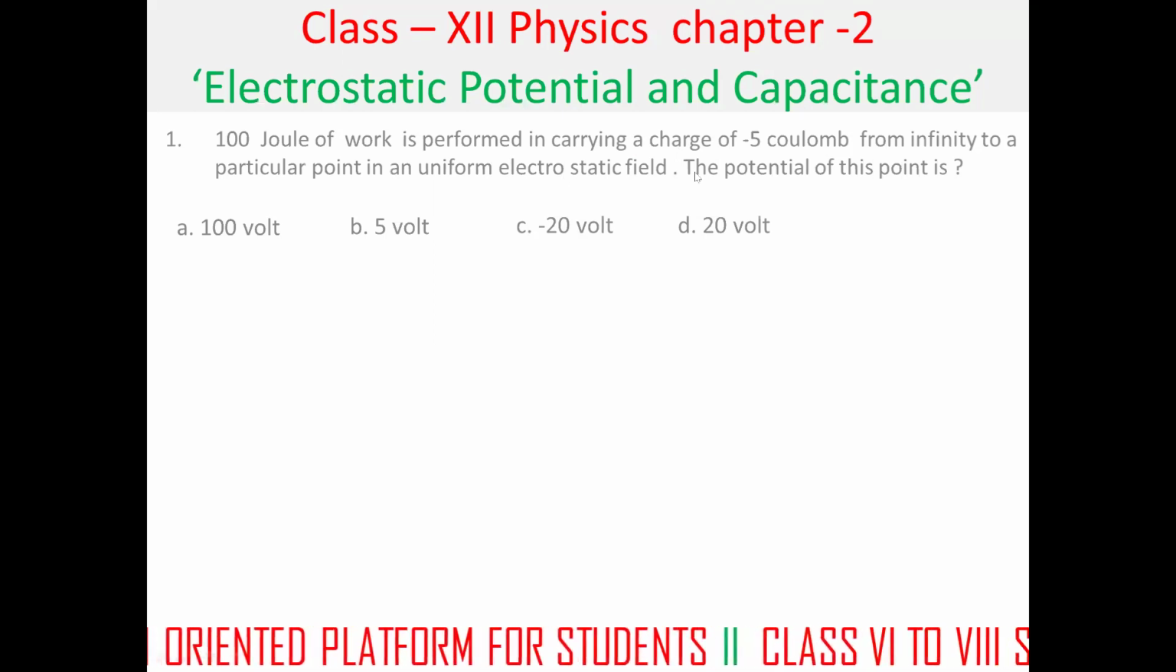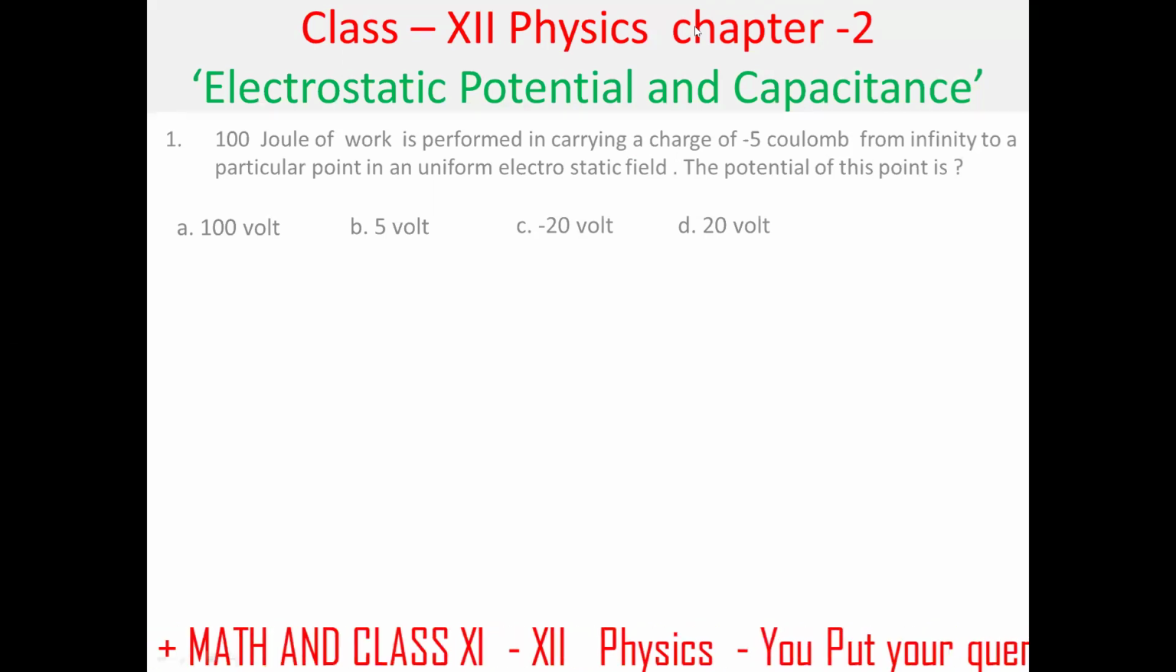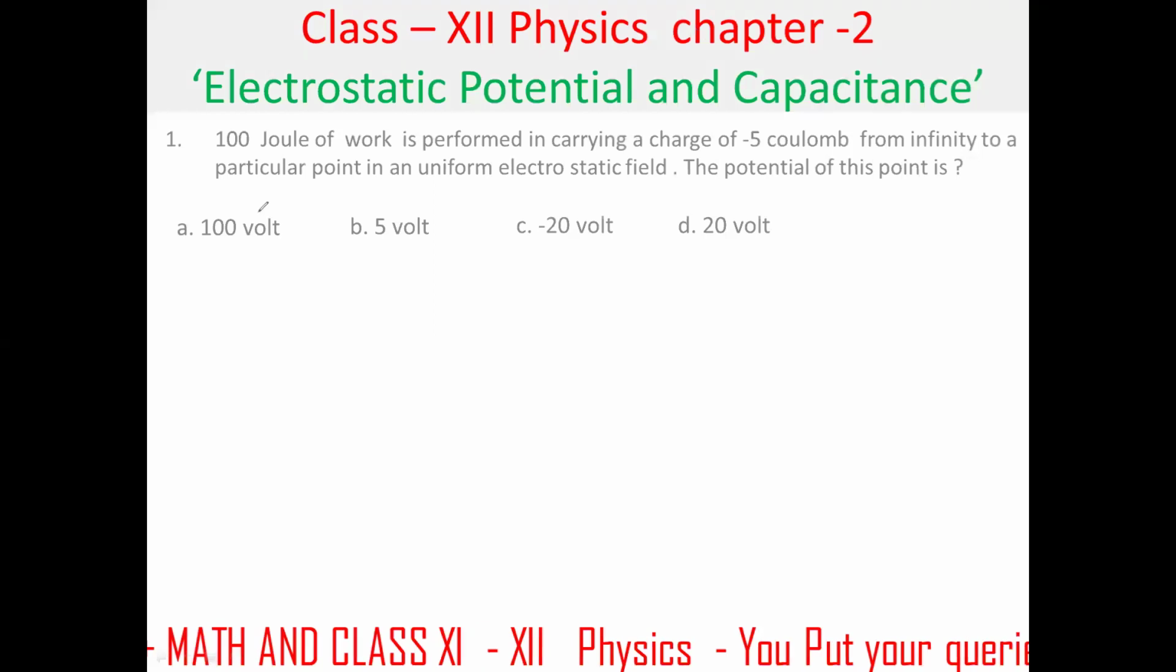I'm showing you how. See, we know that W, that is work done, equal to QV, that is Q into voltage. We know that if you multiply charge with voltage, voltage meaning potential difference, then you get work done. Here the work done is given as 100 joule. So put this value in place of W, so 100, and Q.